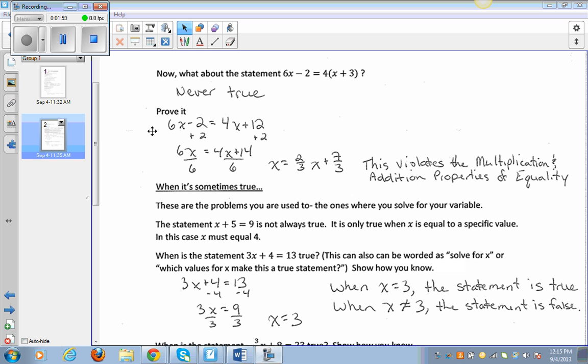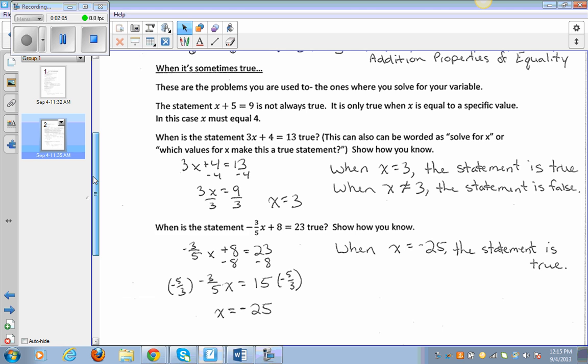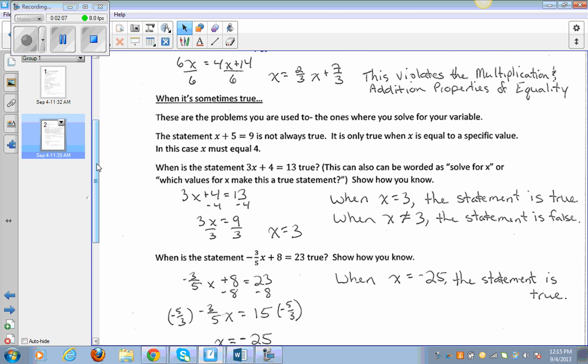So then, for when it's sometimes true, and these are the problems that you're used to where we're solving for x. These are statements where the answer is not necessarily always or never true. There's specific solutions that will make the statement true. So in this case of x plus 5 equals 9, it's only true when x is equal to 4.